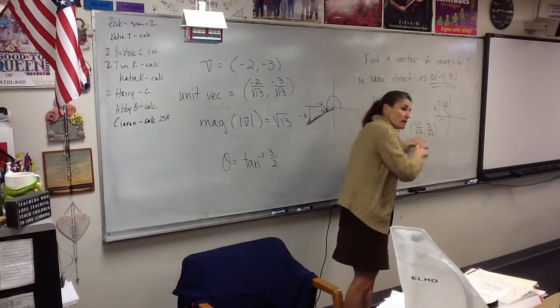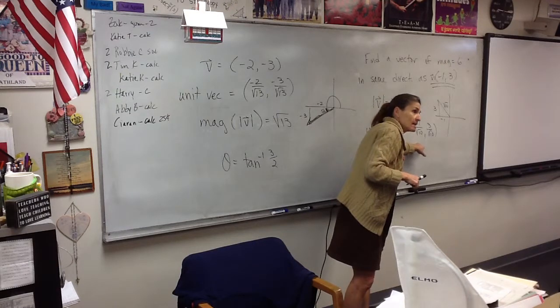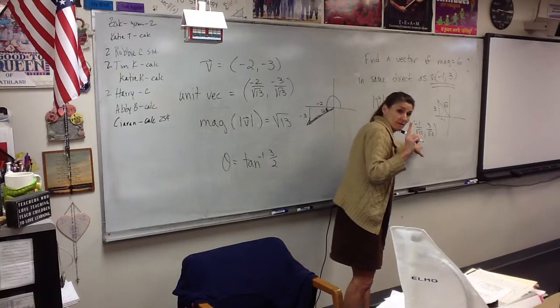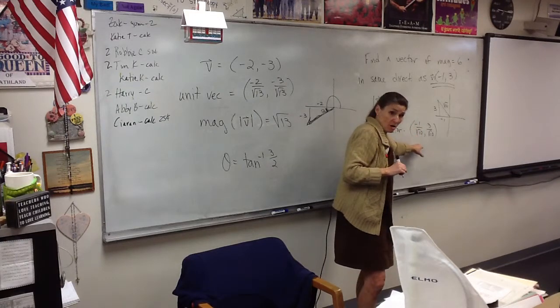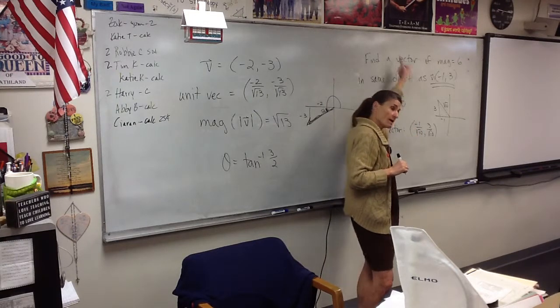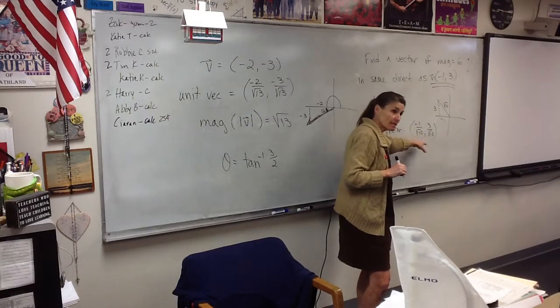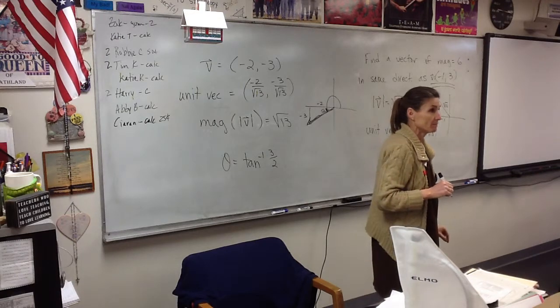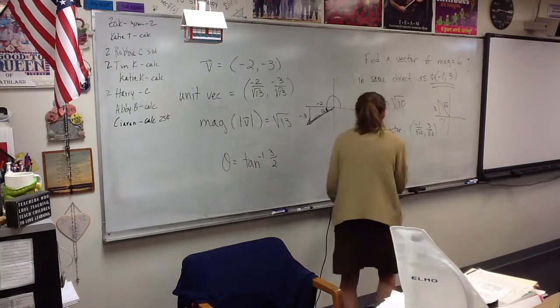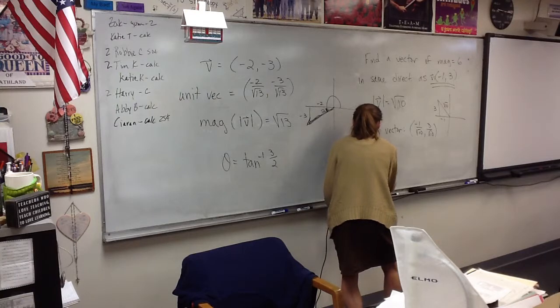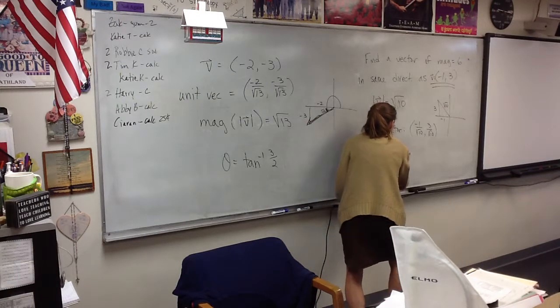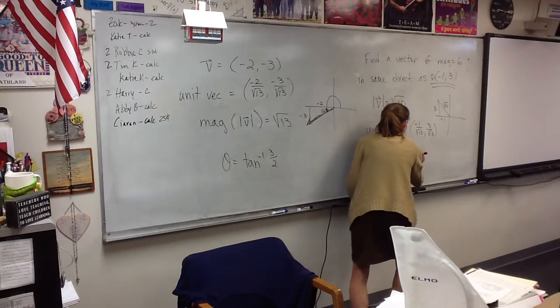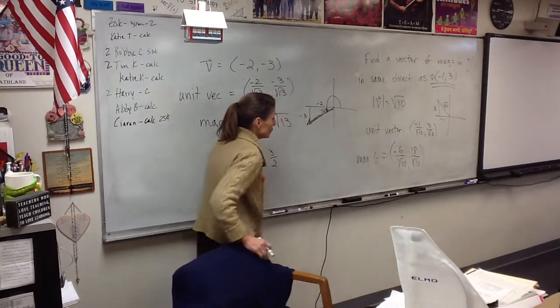Now, how long is this? It's a unit vector, so how long is it? 1. This is 1 unit long. Now, how long do I want it to be? 6. How could I take something 1 unit long and make it 6 units long? Times it by 6. So the magnitude 6 vector will be -6 over root 10, 18 over root 10. You do not have to rationalize that if you don't want to.